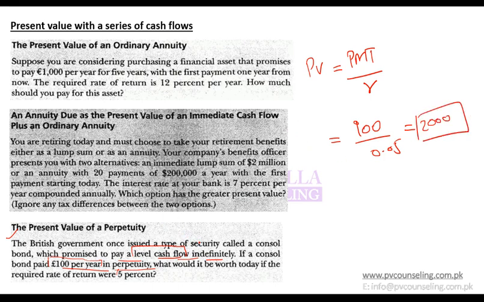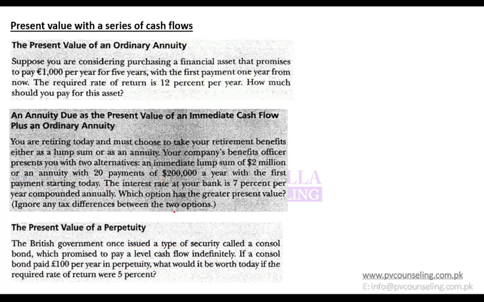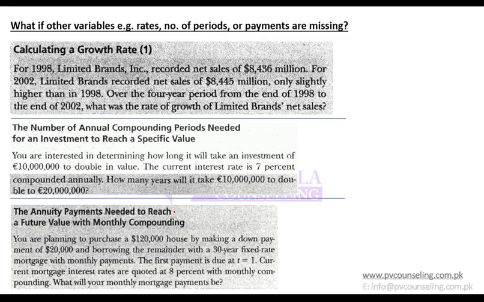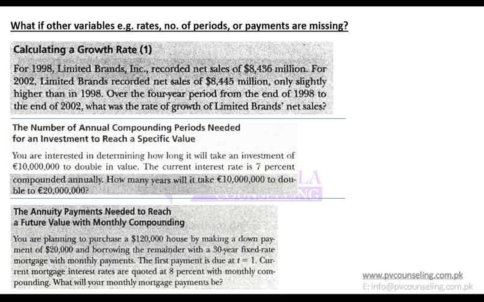So that's how you calculate the present value of a perpetuity. Obviously there cannot be a future value because it will continue forever. There is no end to it, so you cannot find a future value of this perpetuity. So far we discussed FV and PV. If any other variable is missing, that can also be calculated using the same method.